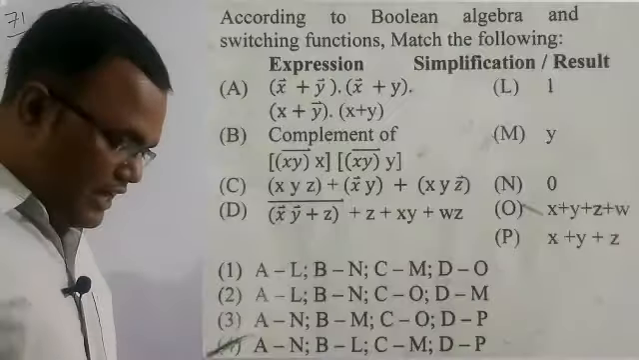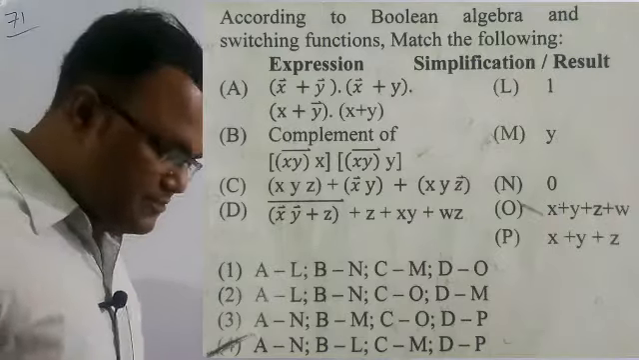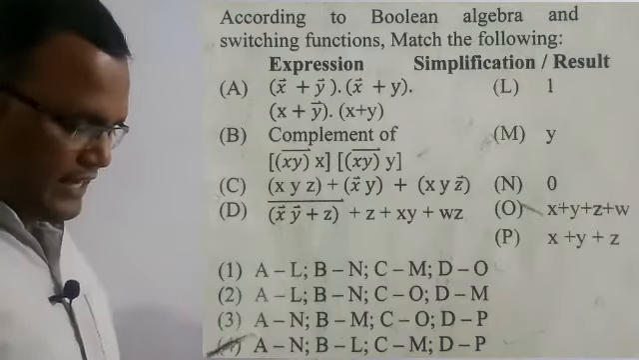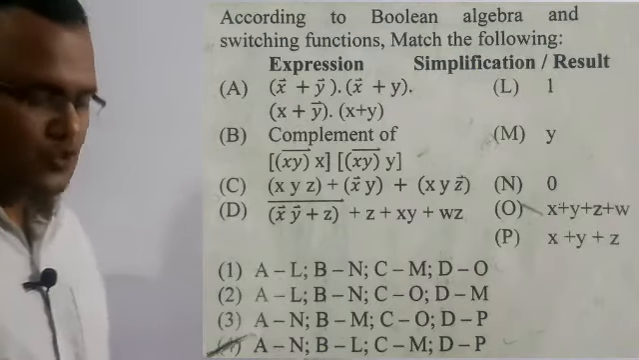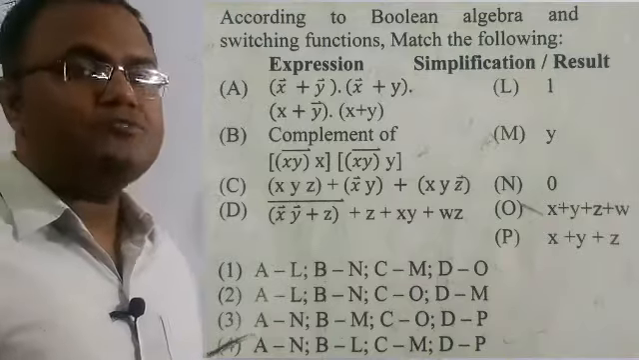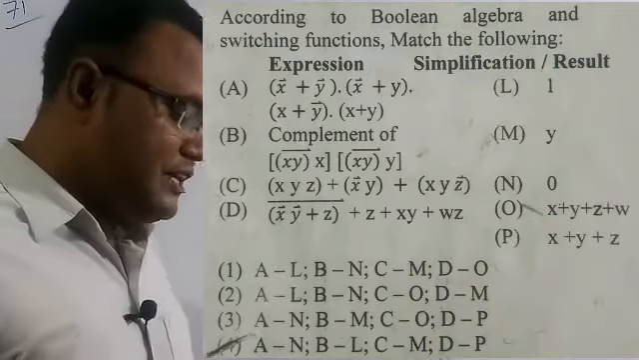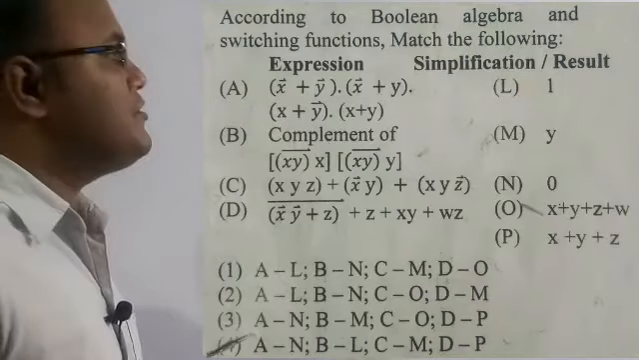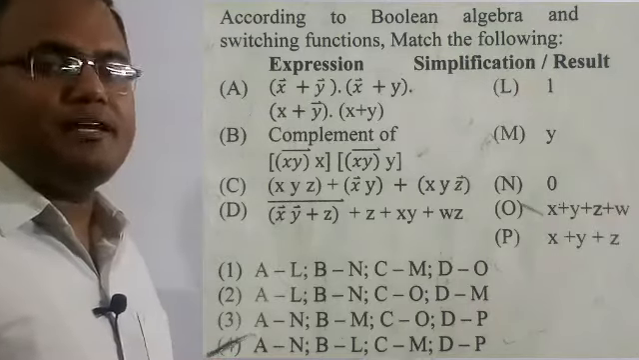So why waste more time? Let's get started. Now we are going to solve the 71st question. See the question here: according to Boolean algebra and switching functions, match the following. On the left side there are 4 expressions and on the right side there are 6 options. Out of this we need to match. Out of the 4 options, option D, which is A belongs to N, B belongs to L, C belongs to M, D belongs to P. Now we will solve each one in a detailed manner.